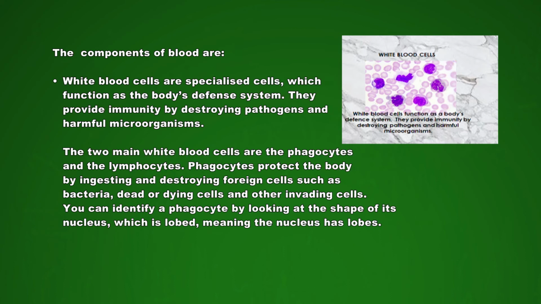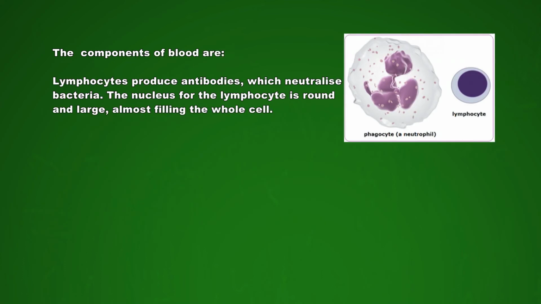The two main white blood cells are phagocytes and the lymphocytes. Phagocytes protect the body by ingesting and destroying foreign cells such as bacteria, dead or dying cells, and other invading cells. You can identify a phagocyte by looking at the shape of its nucleus, which is lobed, meaning the nucleus has lobes. Lymphocytes produce antibodies which neutralize bacteria. The nucleus for the lymphocyte is round and large, almost filling the whole cell.